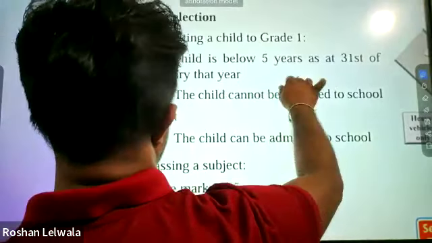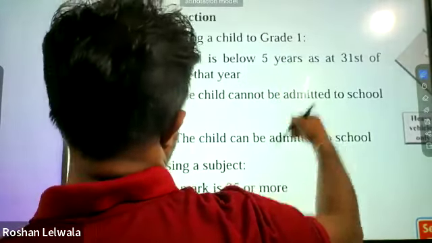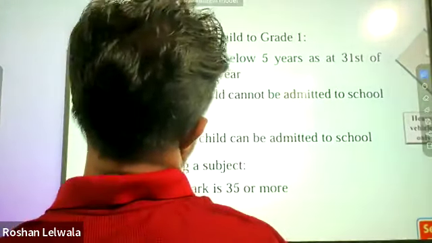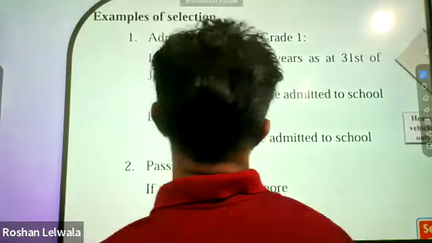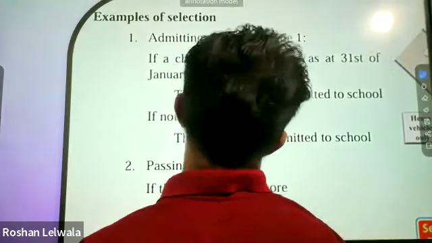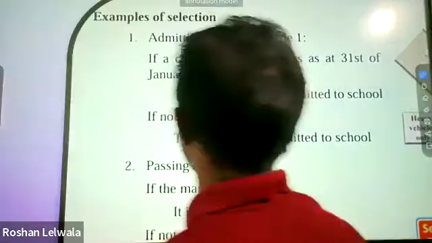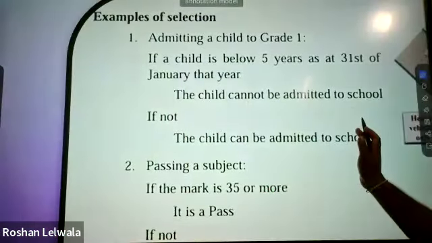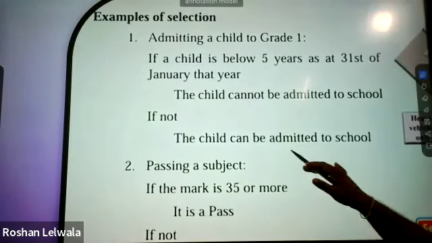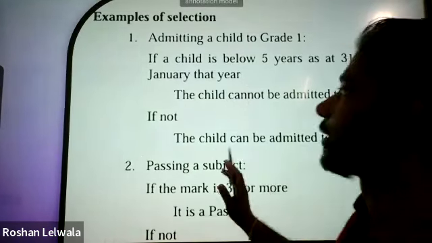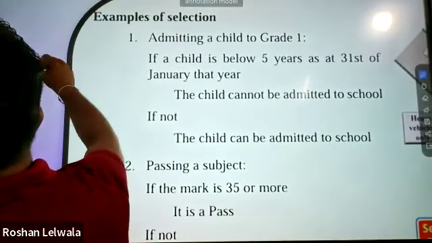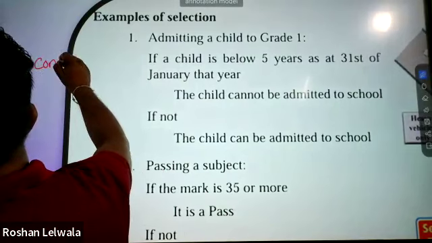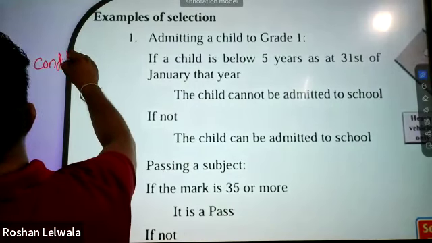The age is below 5 years. If the age is below 5 years as at 31st January, the child cannot be admitted. If not, the child can be admitted. With regard to this, we use a condition like this.